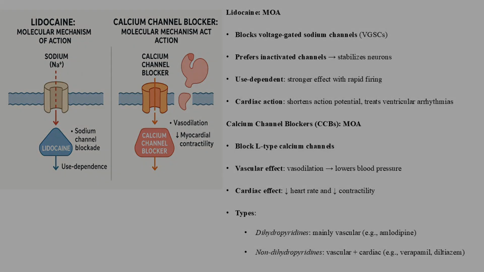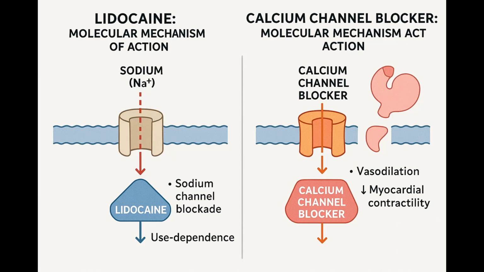Another example under ion channel modulation is amlodipine, which blocks the calcium channels, so it relaxes the blood vessels, thereby reducing the blood pressure. This is especially important in treating arrhythmias, seizures, or hypertension.